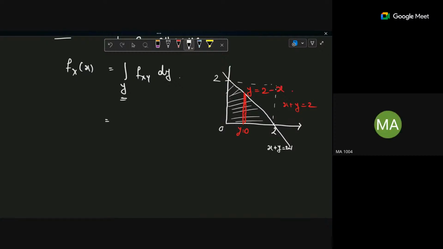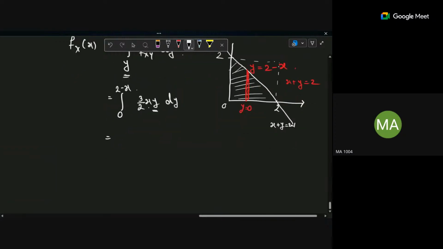Okay, so now we will integrate from 0 to 2 minus x. What's our joint PDF? 3 by 2 xy dy. With respect to y you have to integrate, so whatever constants are there, keep them outside so that it will not confuse you. Is x constant here?